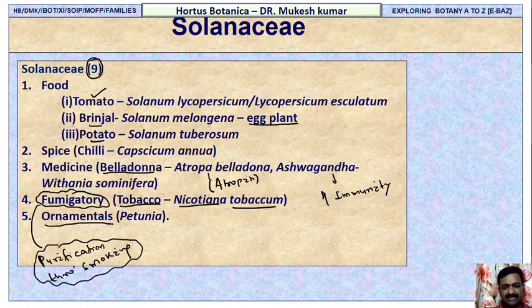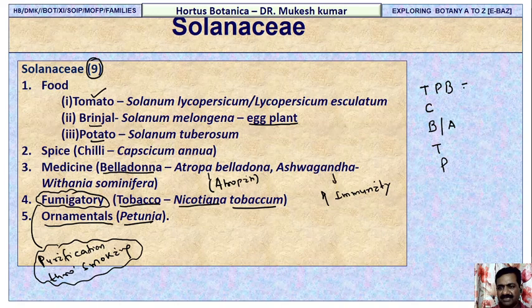And as an ornamental, decorating plant, we have the petunia. So see, you make a curry of brinjal, tomato, potato. Add chili; if there is too much chili, you will get a stomach problem. So what do you need? The medicine belladonna. And immunity will be lost, so for that you need ashwagandha. Then your mother will purify everything. Oh, what happened with my son? So they use tobacco as fumigatory, and the ornamental we have is petunia.